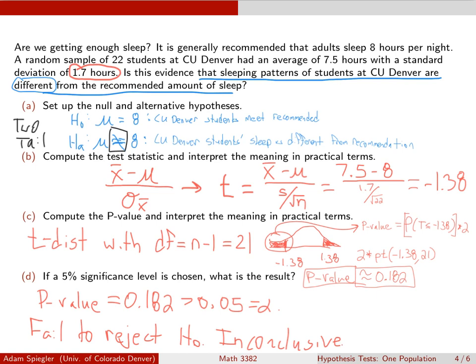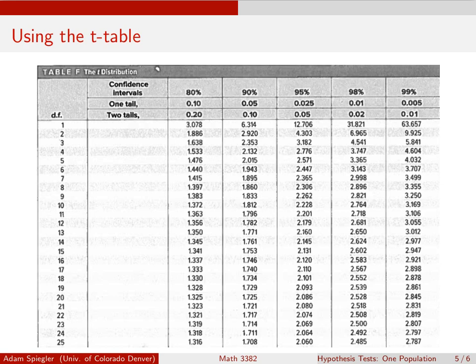And so if you were doing this calculation and you did not have R available to you, then it is possible to estimate the p-values using a t-distribution table. That's what I want to quickly highlight on the next slide. Okay, so here's the t-distribution table. If we wanted to calculate the p-value, first of all, our degrees of freedom are n-1. Our sample size was 22, so we have 21 degrees of freedom.